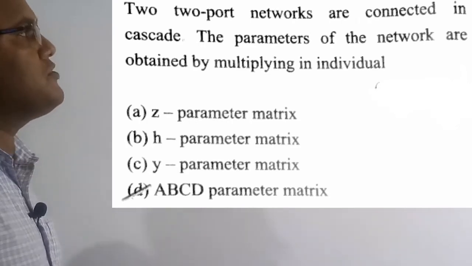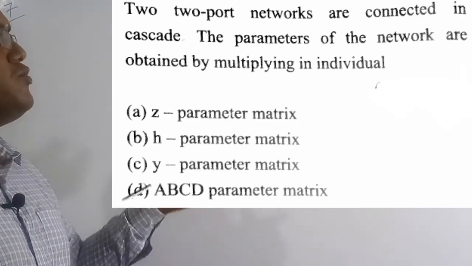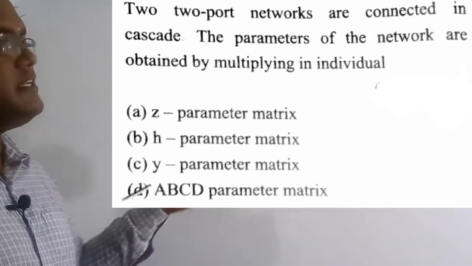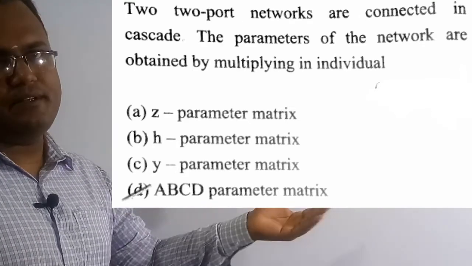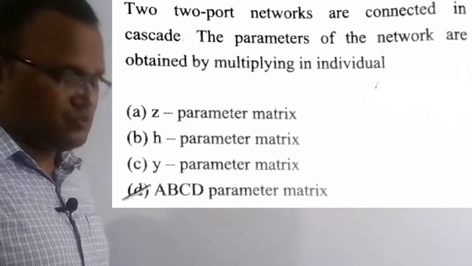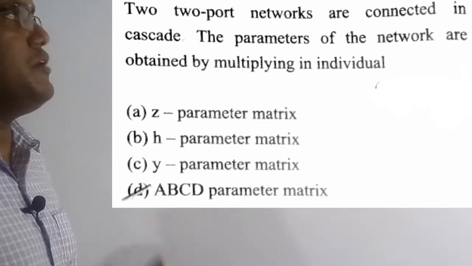So in ABCD parameters or T parameters, if two-port networks are in cascade, then the net two-port parameters will be a product of the individual parameters. So option D is the correct solution of this question. So let's discuss something more about this one.